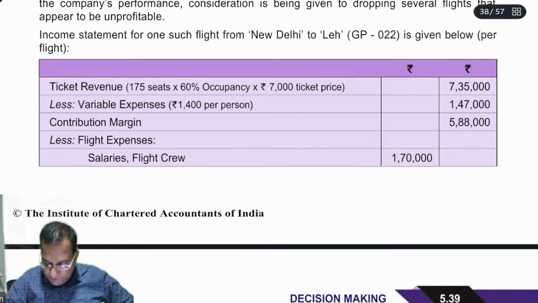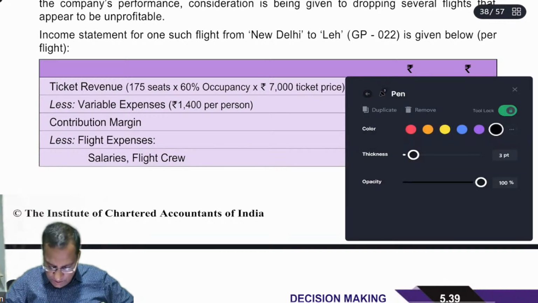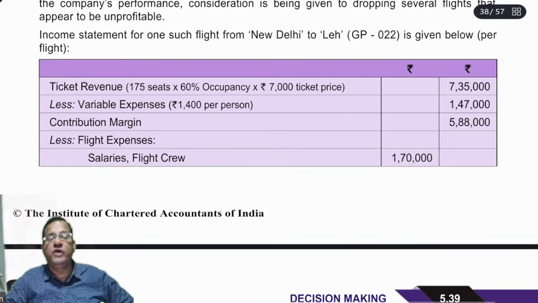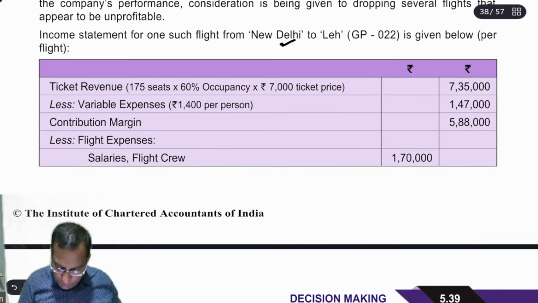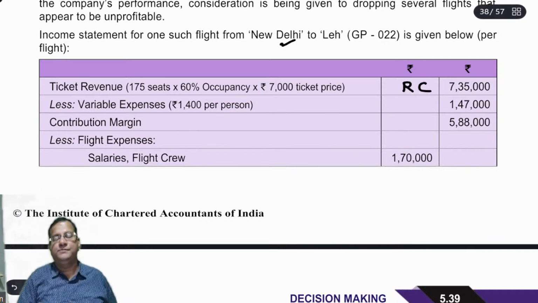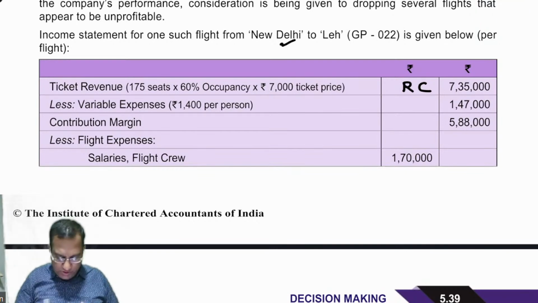Why it will be a relevant cost? Because the amount, it's an inflow. Now, if we drop this flight, definitely our inflow will be avoided due to dropping of this flight. So it will be a relevant cost to us. ये हमारे लिए relevant cost है. Clear है बेटा?